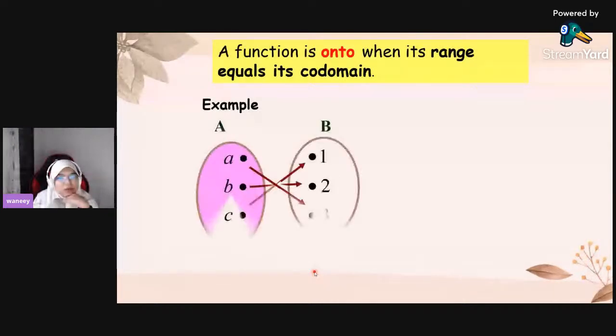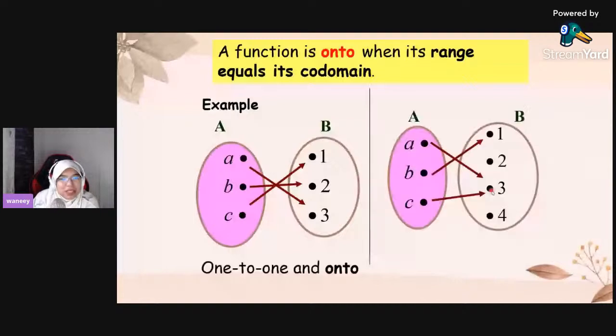So for example over here, this is A and B. As you can see, A is going to 3, B is going to 2, C is going to 1. So A is going to 3, so that means this is one-to-one. And then since we use everything in this codomain, this is one-to-one and onto. Okay, the second one. Basically A is going to 2, B is going to 1, C is going to 3, and then 4, we didn't use 4. Therefore, this is one-to-one, but not onto.